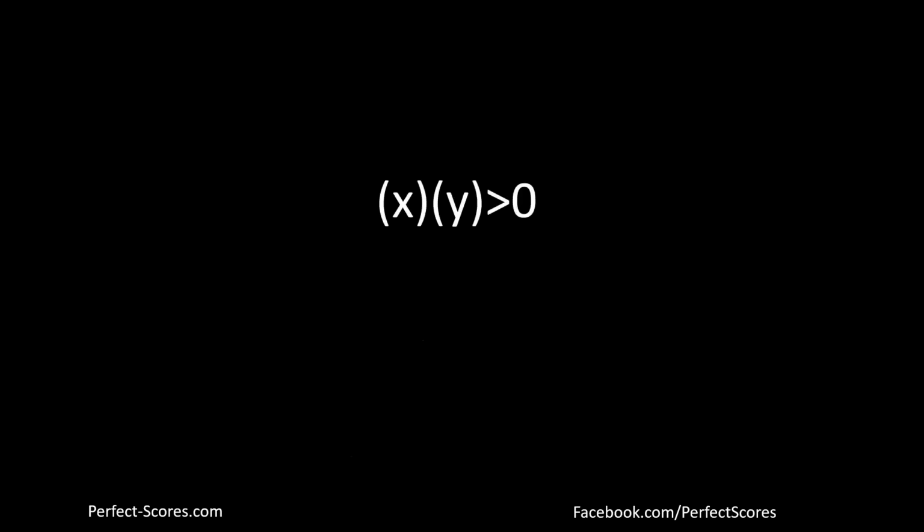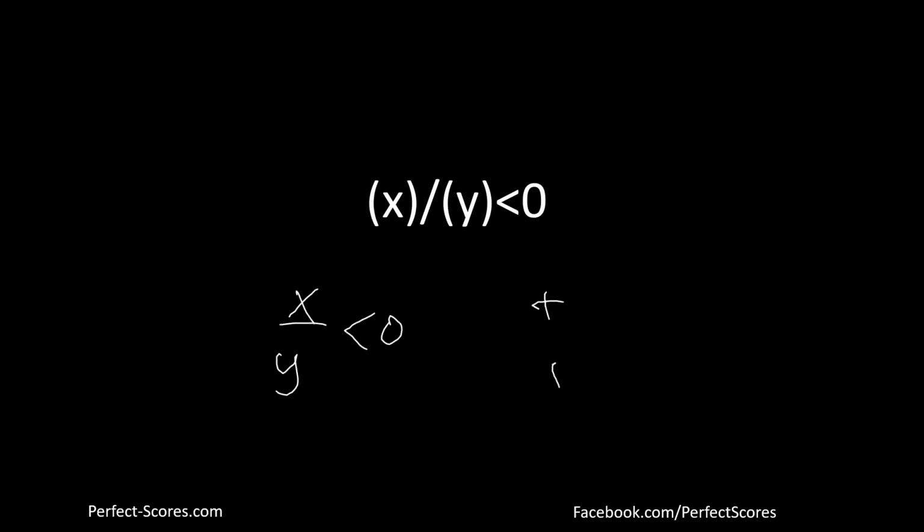Okay, and when you see x into y greater than 0, that means either both of them are positive or both of them are negative. You see x into y less than 0, that means either of them is negative. If you see x over y is less than 0, that means one is positive, other is negative, or one is negative and other is positive. If you see x over y greater than 0, that means both of them are positive or both of them are negative.